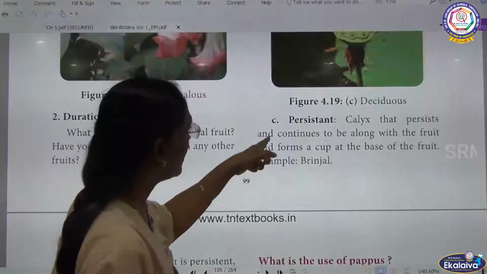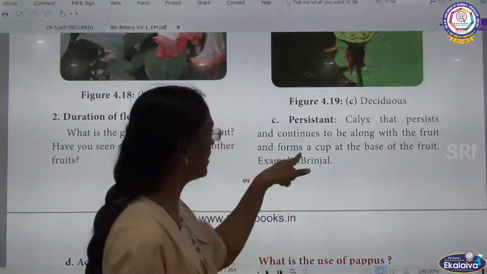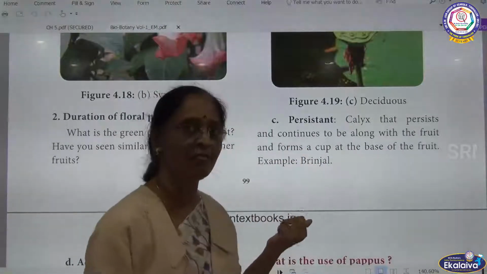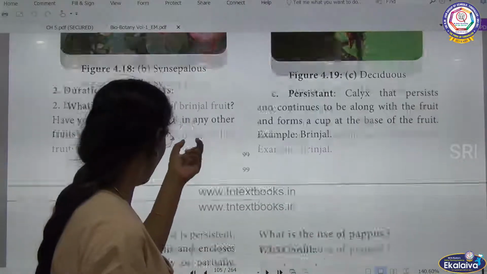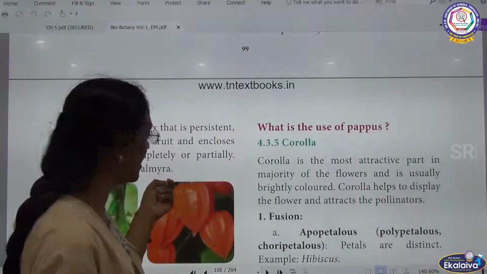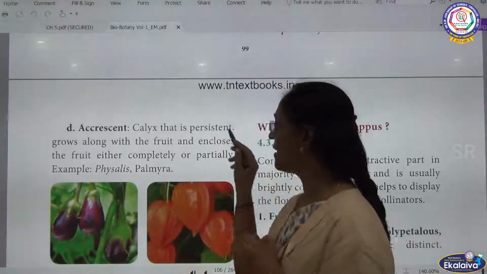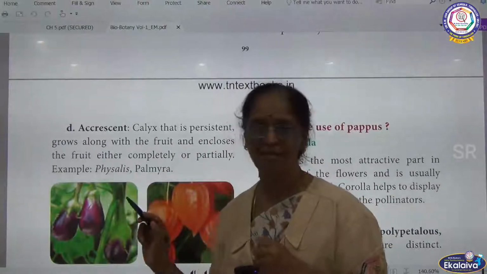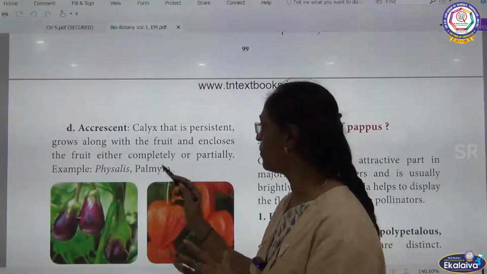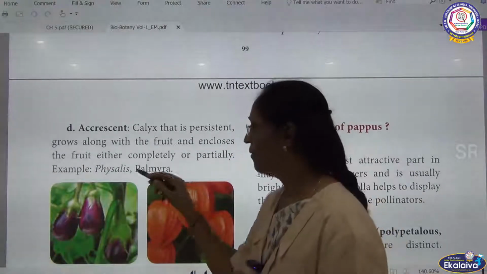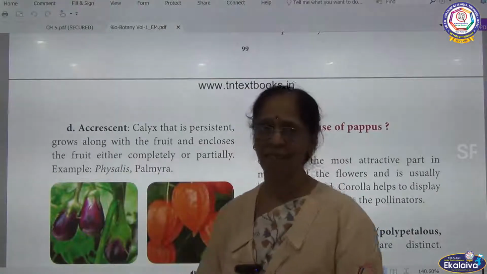And then if the calyx persists and continues to be along with the fruit and forms a cup at the base of the fruit, which you will find in brinjal, you call it persistent. And the last kind of calyx is what you call accrescent. This calyx is persistent, and it also grows along with the fruit and encloses the fruit either completely or partially, which you can find in Physalis or palmyra. This you call accrescent.